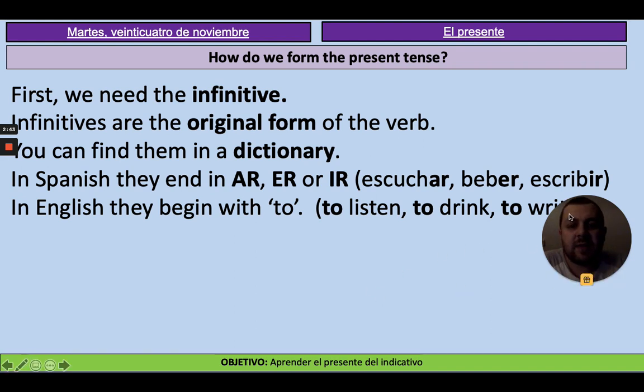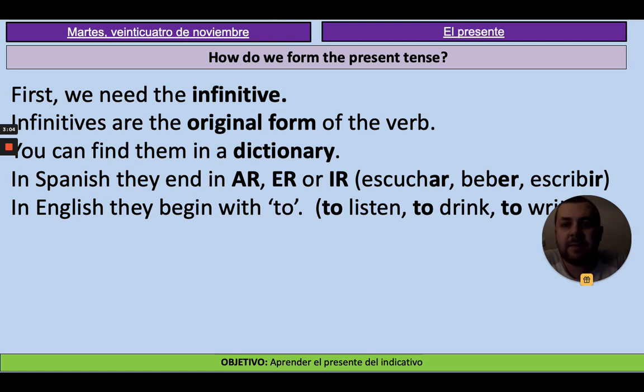And in English, they begin with to. So to listen, to drink, to write. So hopefully you can see from that that they're not in a tense. So they're not in the past, the present, or the future. And they're not assigned to any person. So it's not I listen or you listen or we listen. It's just to listen. Okay?